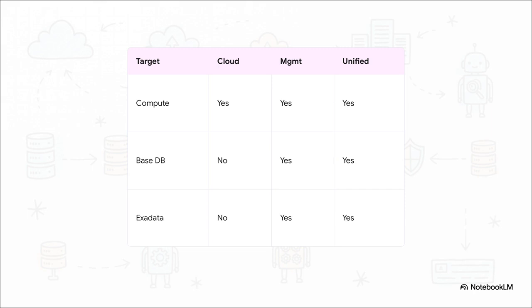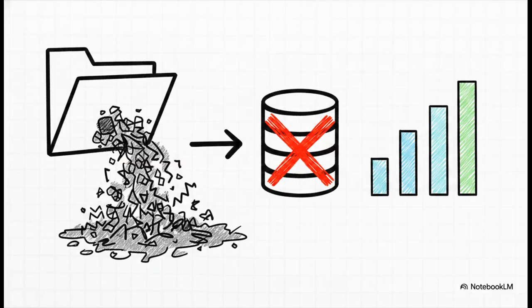Honestly, target support usually makes the decision for you before you even look at the features. For standard compute instances, all three agents have you fully covered. But if you're running Oracle Base Database Service or Exadata Dedicated, the standard Oracle Cloud Agent simply won't cut it. For those high-performance database targets, you have to use either the Management Agent or the Unified Monitoring Agent. No way around it.